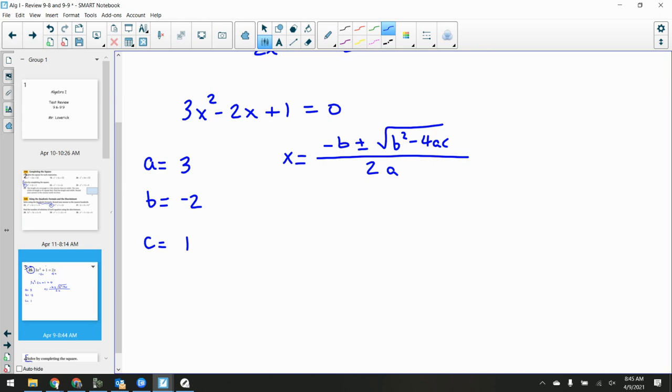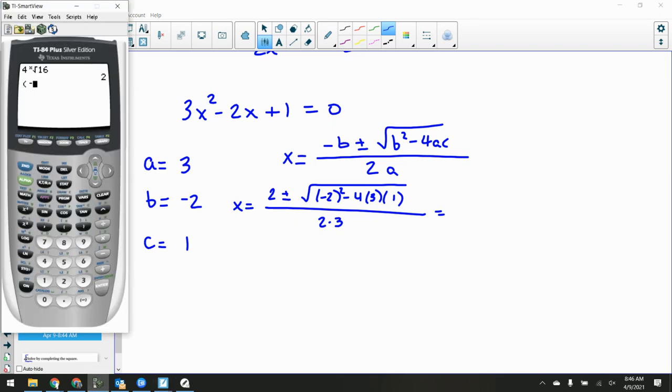So now we plug in. We do x equals the opposite of b. Now b was -2, so what goes in the formula? +2. Plus or minus the square root of -2 squared minus 4 times 3 times 1, all divided by 2 times 3. Where do we go first? In the house, inside the square root, inside the radical. So we take -2 squared minus 4 times 3 times 1, and we get -8. Oh, we get -8?